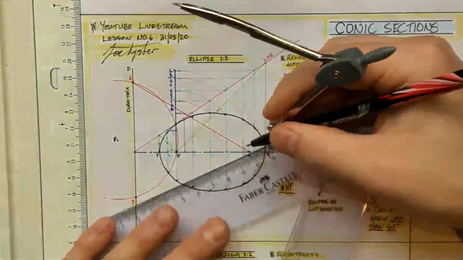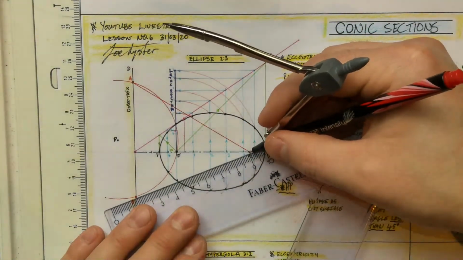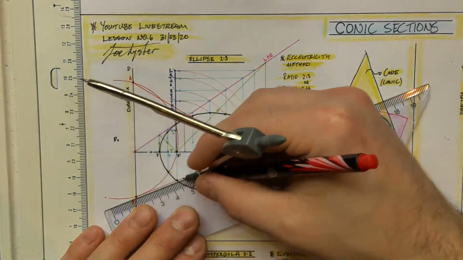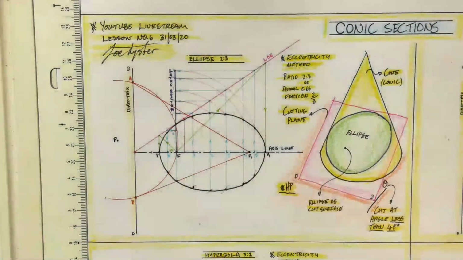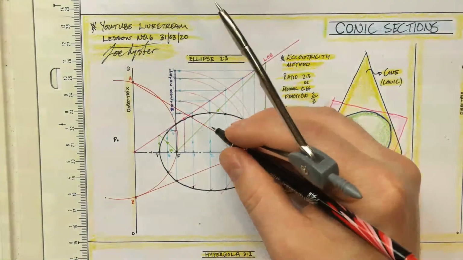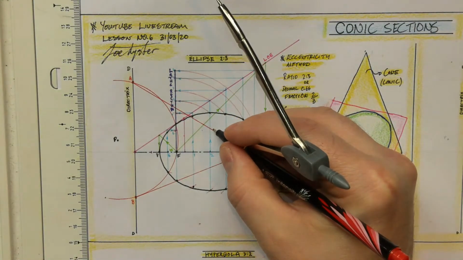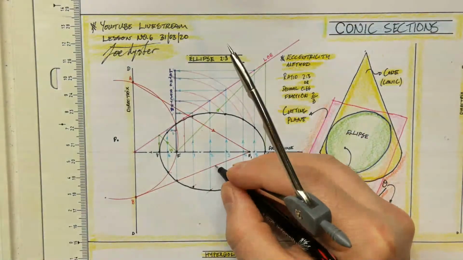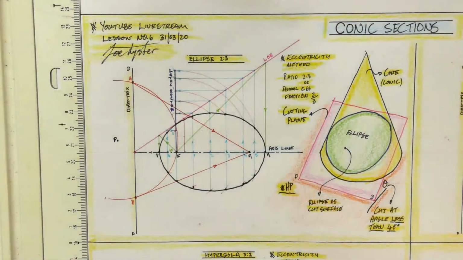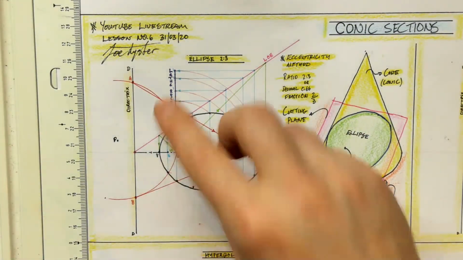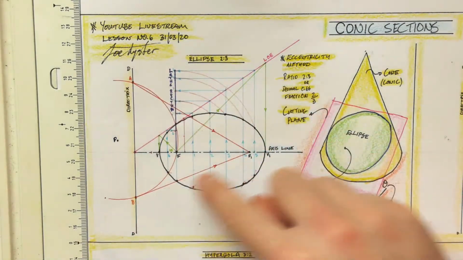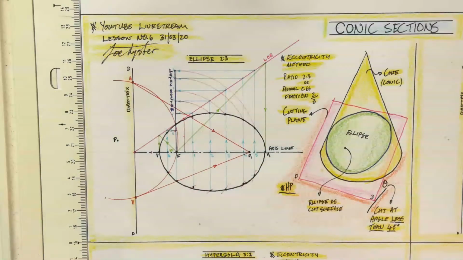And I join B back to F1, like so. Okay? Now, I'll just show you the indication arrows there, that they traveled in that direction. Okay? Now, what do we have here? Where those lines from A to F1 and B to F1 cross the ellipse curve, they're our tangent points.